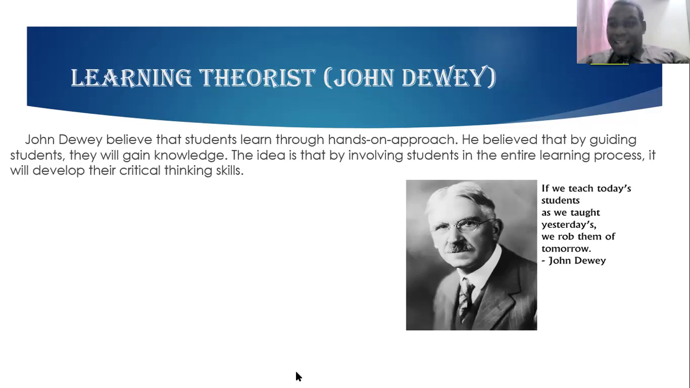John Dewey believed that students learn through a hands-on approach. We believe that by guiding students, they will gain knowledge. The idea is that by involving students in the entire learning process, it will develop their critical thinking skills. Wonderful.